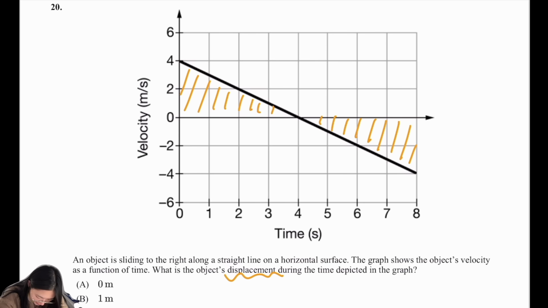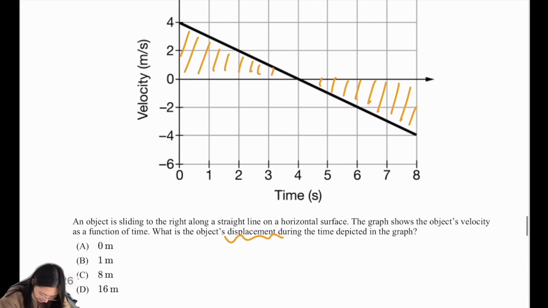For this linear velocity line, these two triangles are exactly the same. They're congruent to each other. The only difference is one is positive, the other one is negative. So they add up to 0.